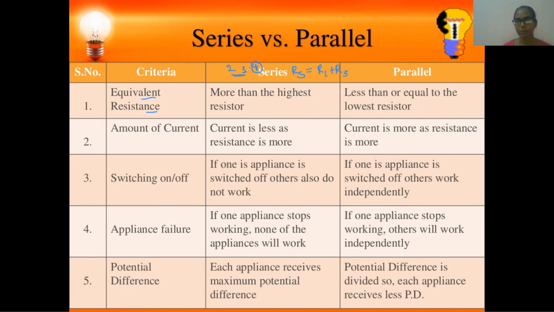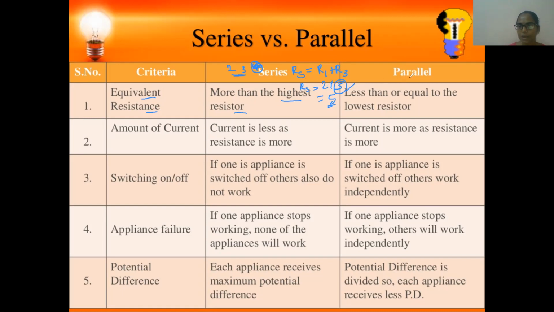Suppose we take only 2 and 3. So what will happen, 2 plus 3, it will be greater than what? The highest resistance. Okay, 2 plus 3 is 5, it must be greater than the highest resistance 3. So that is why the equivalent resistance in case of series is greater than the highest resistor.